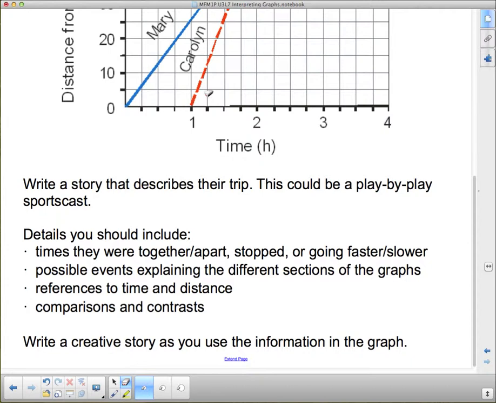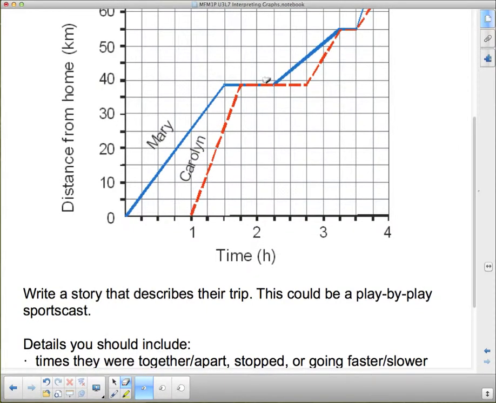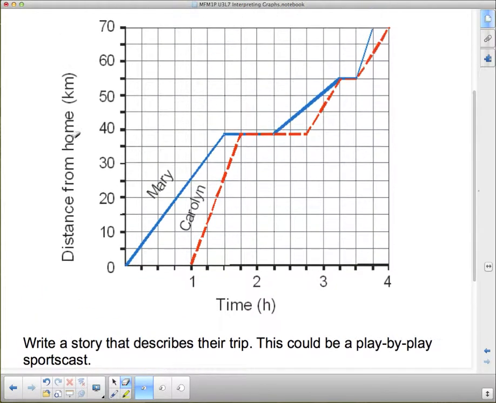This is one of the few times in math class you get to show off that creativity in writing styles and stuff like that. So if you're a person that likes to write stories, this is a good job for you. References to time and distance. So you can say, when they were 40 kilometers away, what happened? When they were 50 kilometers away, what was going on? How long did it take them to get to their destination? And remember, this is distance from home. So they both start off at zero, at home, and they end up somewhere, but they're not quite at the same spot because they're going at different rates.